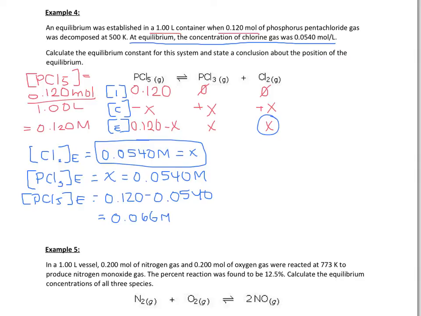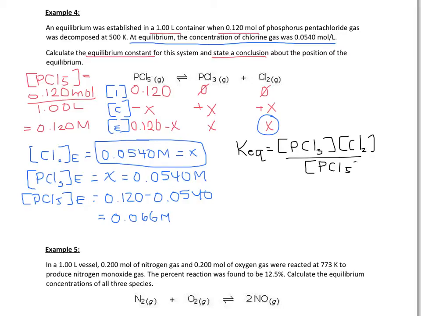In this question, we were also asked to calculate the equilibrium constant and state a conclusion about the position of the equilibrium. Remember that when we're solving for an equilibrium constant, we must always show just the expression to get full marks, and the expression is products over reactants raised to the power of their coefficient. The only thing that you can plug into an equilibrium constant expression are the equilibrium concentrations, and that's why we've already gone ahead and solved them.